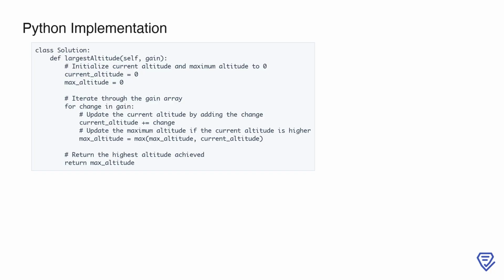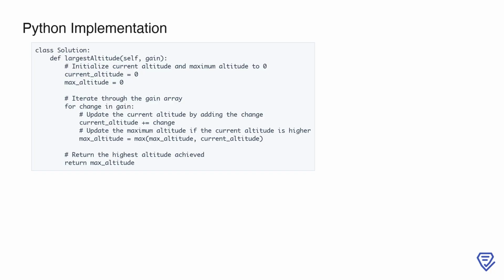2. Iteration: the function iterates through each value in the gain list using a for loop. For each change in altitude, the current_altitude is updated by adding the change to it. This simulates the net altitude after the given step. The max_altitude is updated using the max function to ensure it always holds the highest altitude encountered so far. If the current_altitude exceeds the previous max_altitude, it is updated accordingly. 3. Return result: after processing all the altitude changes, the function returns max_altitude, which represents the highest altitude reached during the journey.